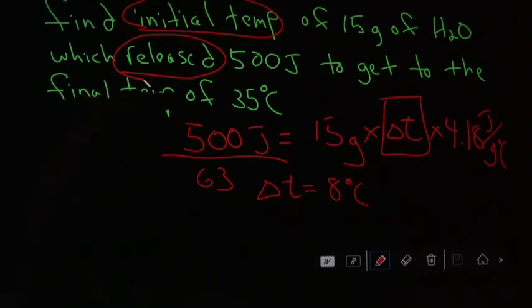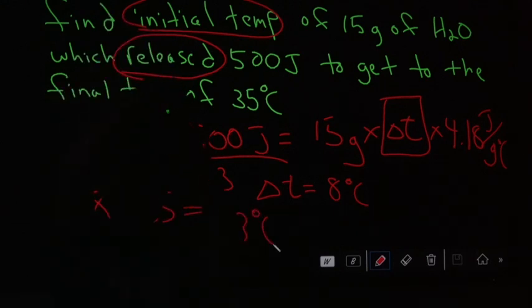Okay? So, if the final temperature is 35, what was the initial temperature? Well, all you have to do is add 8 plus 35. And that's 43 degrees C. So it went from 43 degrees C down to the final temperature. I hope you understand that. Those are the toughest questions.